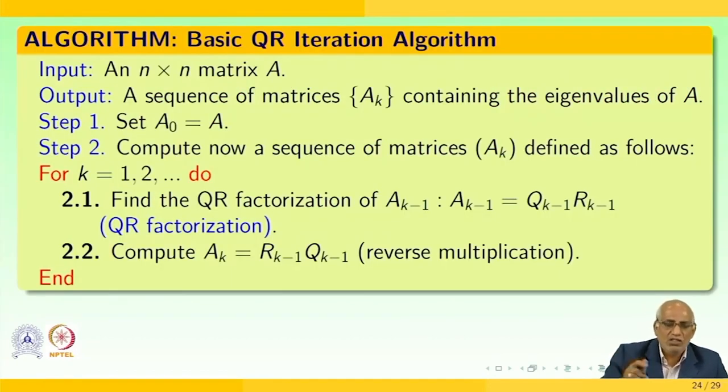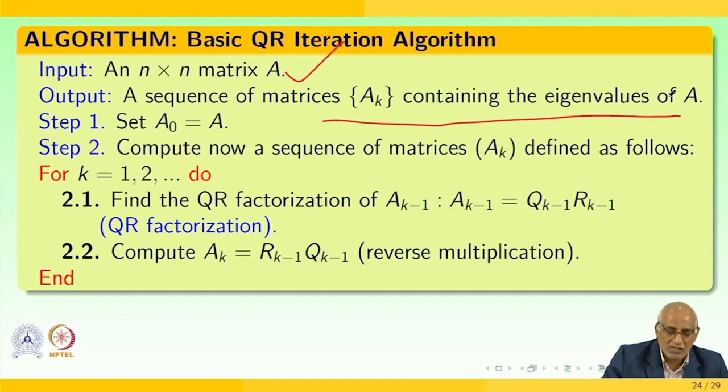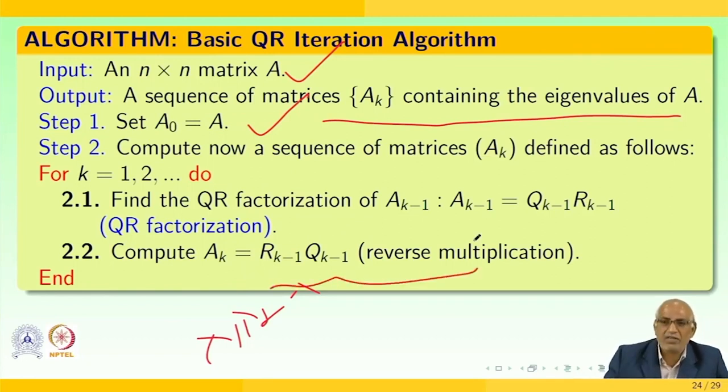Look at this. The input is a square matrix of n by n. The output we expect is a sequence of matrices A_k containing the eigenvalues of the matrix A, so it should have lambda 1, lambda 2, and so on, containing all the eigenvalues of A. So what is step 1? A_0 is equal to A. In the beginning, A itself we treat as A_0. Step 2, compute a sequence of matrices A_k, defined as follows. For k equal to 1 to n, find the QR factorization of A_(k-1), that is A_(k-1) equals Q_(k-1) R_(k-1), and compute A_k equal to R_(k-1) Q_(k-1), reversing the order of multiplication.